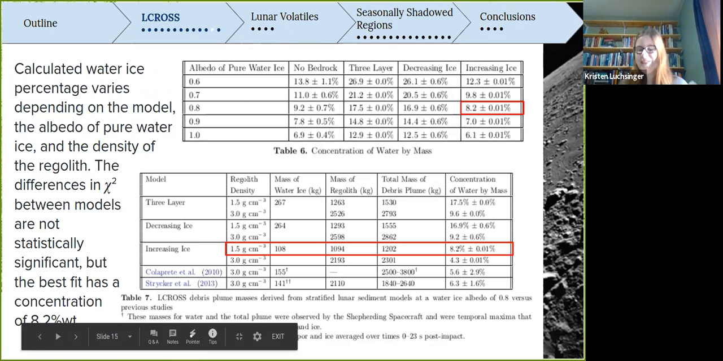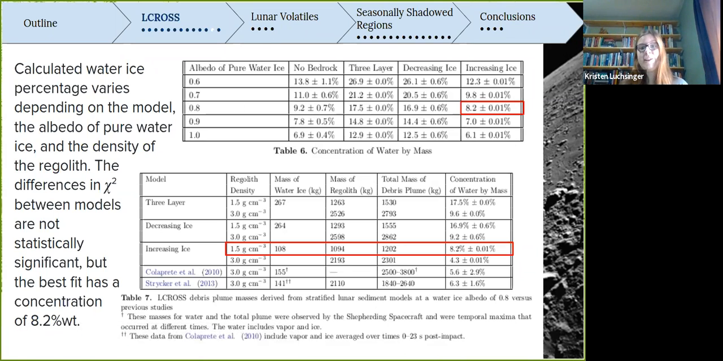So I presented pretty much all of the possible water ice percentages to give a better sense of, as the water ice behaviors change, how does the ultimate water ice percentage change, rather than just presenting this 8.2%, because that's not statistically significant enough for me to try to say this is the actual water ice percentage in Cabeus crater. I thought it was more interesting to present all of the possible water ice percentages and talk a little bit about how our different choices and assumptions change dramatically what we calculate for water ice percentage.